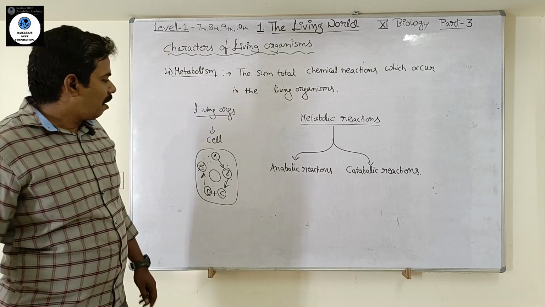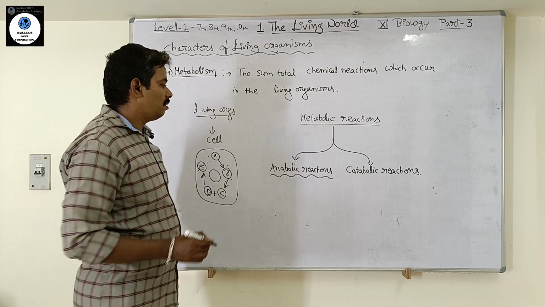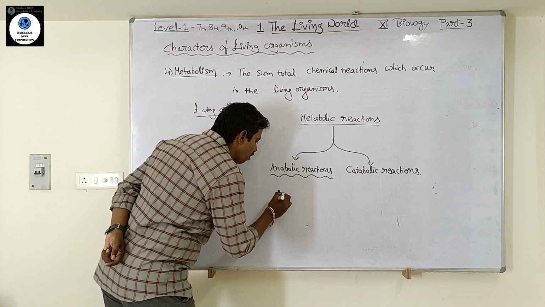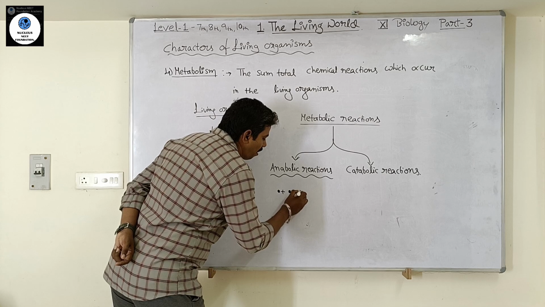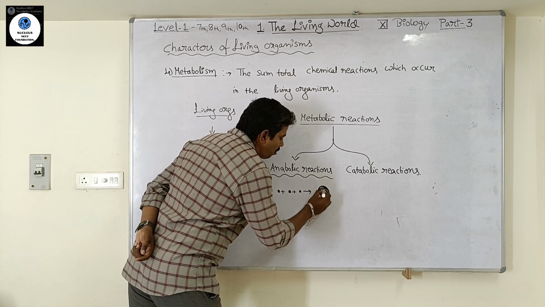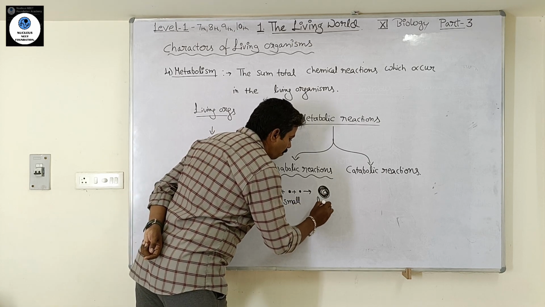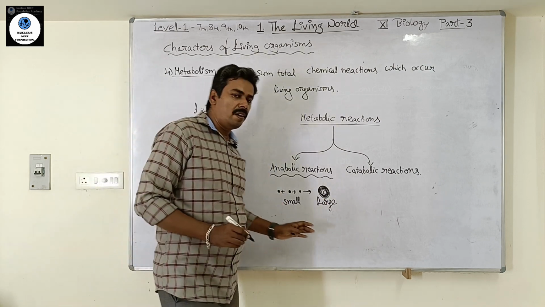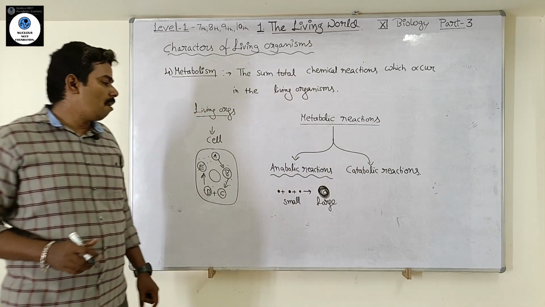So what are anabolic reactions, students? Anabolic reactions are those reactions where small little molecules will combine with each other and give rise to a large molecule. Small molecules will combine during the chemical reaction and give rise to large molecules. Such type of metabolic reactions, we call anabolic reactions.